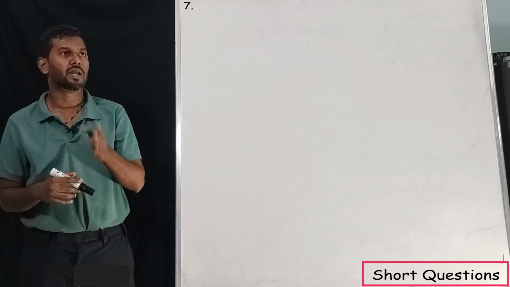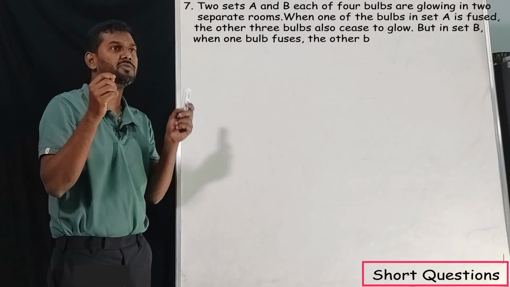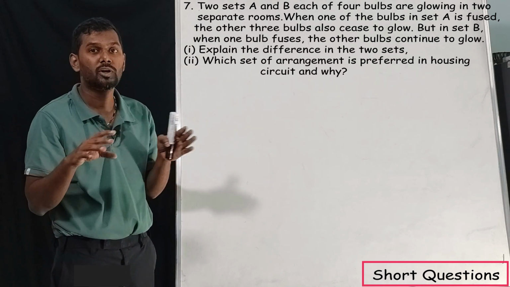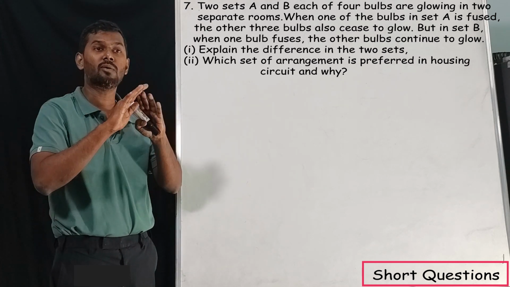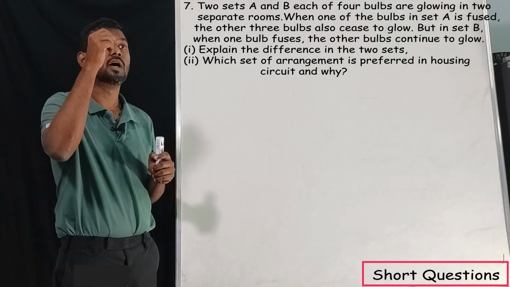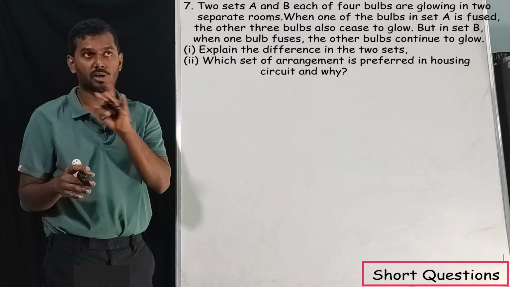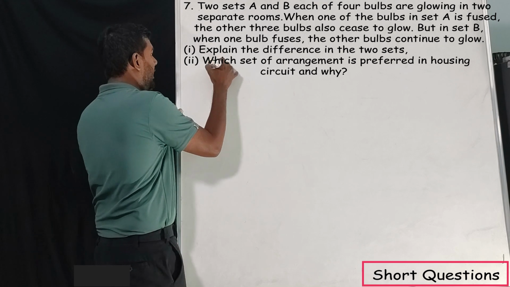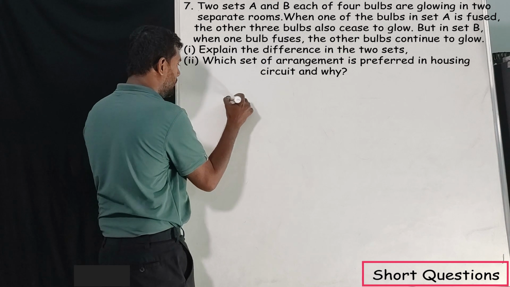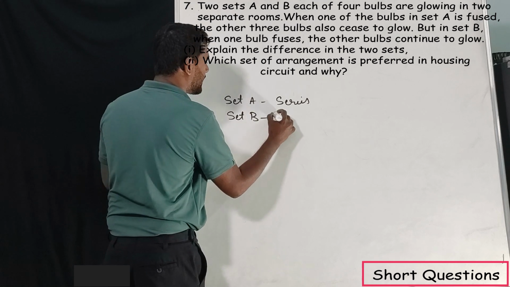Our next question, two sets A and B of each 4 bulbs are glowing in separate rooms. When one bulb is fused in set A, the other 3 bulbs will also cease to glow. What do you mean by cease to glow? Means that everything will stop working. But in set B, when one bulb is fused, the other bulbs continue to glow. See, in series connection we know if one gets damaged, everything will not work. That is nothing but set A. So in set A, they are connected in series, set B are connected in parallel.